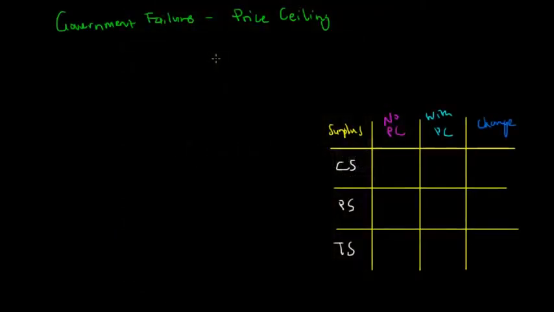So in the previous lecture we talked about government failure in the form of applying a price floor, or a legal minimum price, to a particular good or service, and how that creates a deadweight loss. Now the price ceiling is the exact opposite.